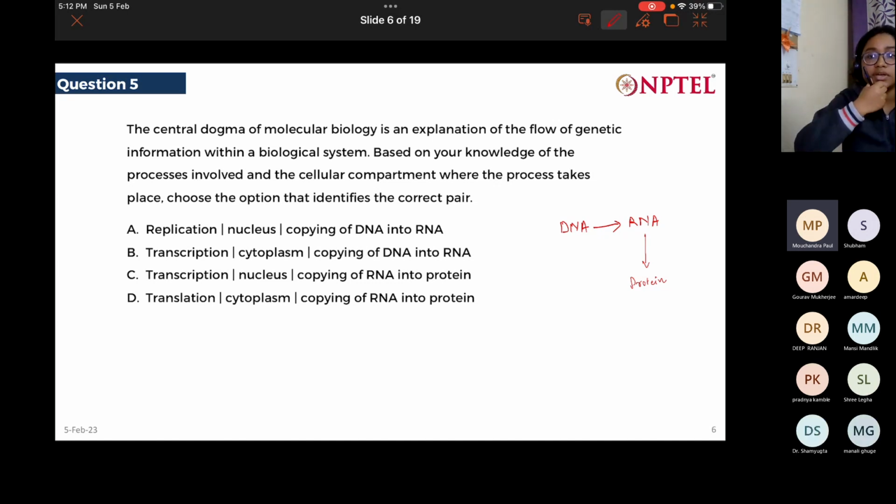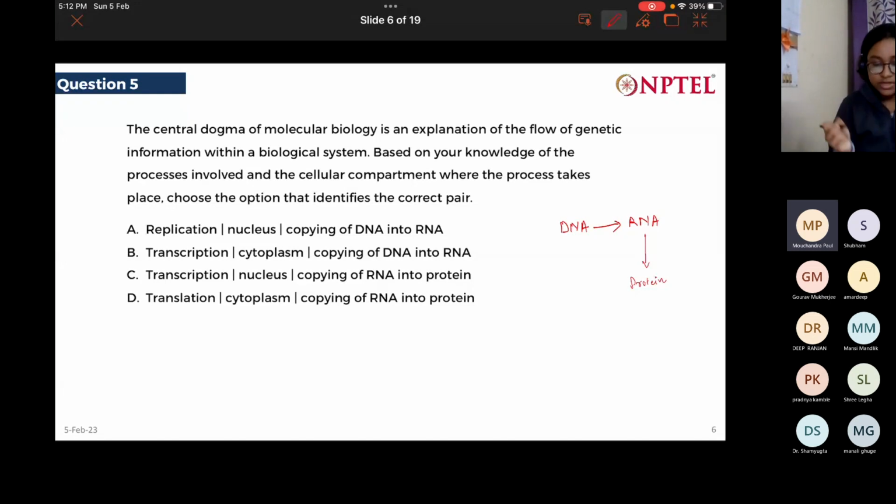Can anyone reply? What do you think is the answer to this question? So based on your knowledge of the processes involved and the cellular compartment where the processes take place, choose the option that identifies the correct pair. Ma'am, I think it will be option B. Option B. What about others? Option D, translation. Okay. So if someone is saying B, someone is saying D.